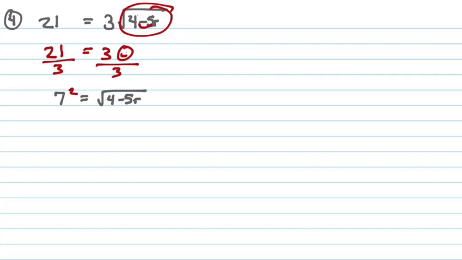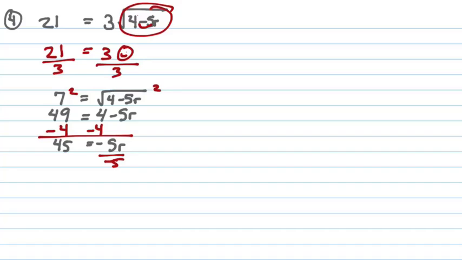Now I square both sides. Squaring this side cancels out the square root. On the other side, 7 squared is 49. And so 4 minus 5r. Now we get the r by itself by subtracting 4 from both sides. And so we have 45 is equal to a negative 5r. Divide both sides by negative 5. And my r is equal to negative 9.